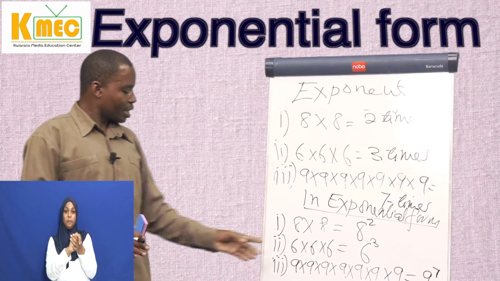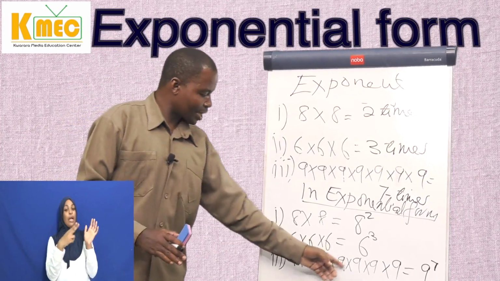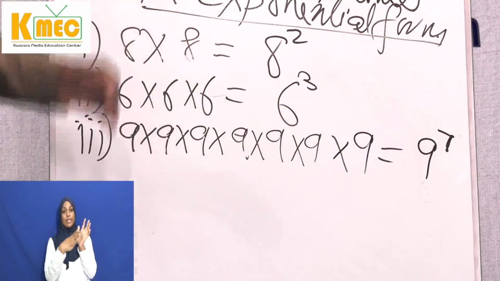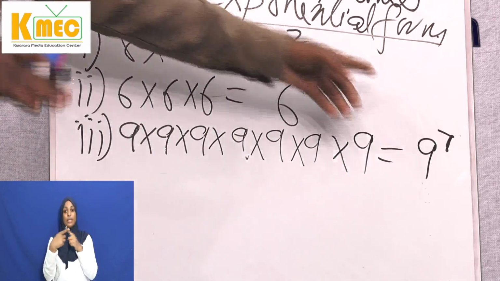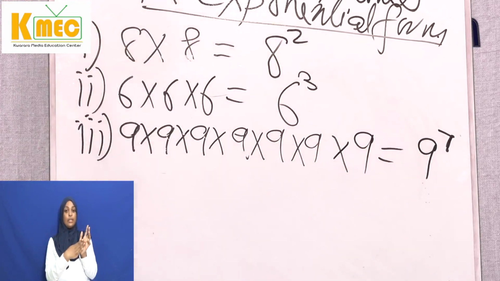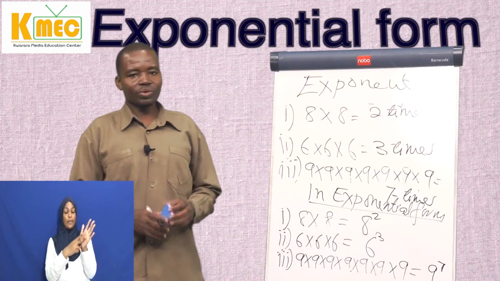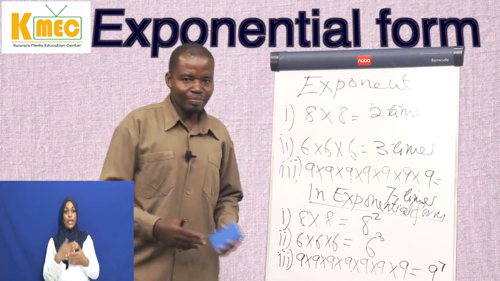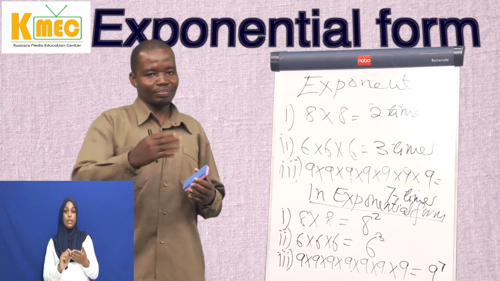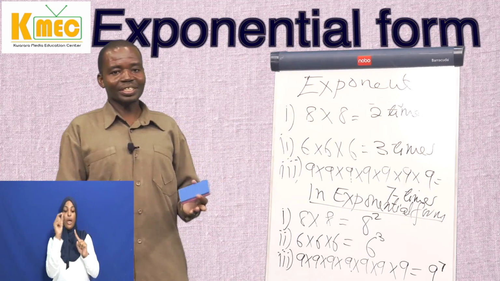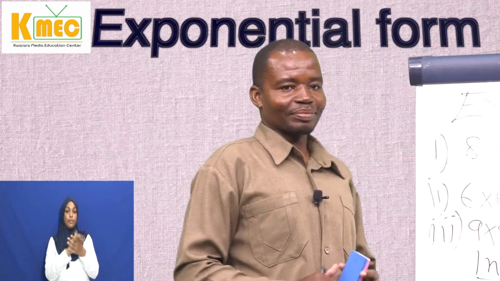And we can see 9 times 9 times 9 times 9 times 9 times 9 times 9 can be written as 9 exponent 7. Okay, well, thank you. So now you can write any number in exponential form. Right? Okay. Good.